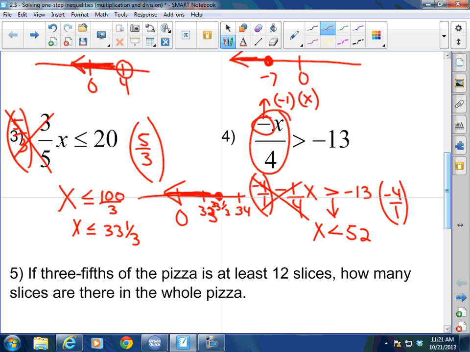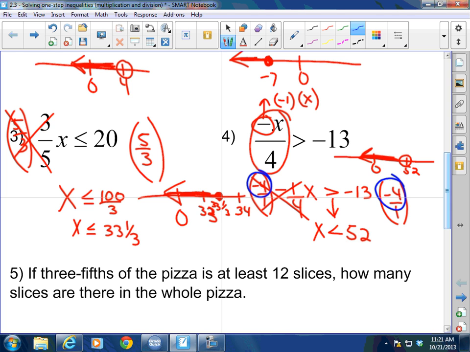And to graph that, here's my 0, here's my 52. That's an open circle. It's less than. So you shade it to the left. Yes, sir. What's up, my man? I know I switched from greater than to less than. Why? Because I multiplied by a negative 4. Oh, I'm sorry. No need to apologize. Thank you. That's why we learn. Does that make sense, y'all?